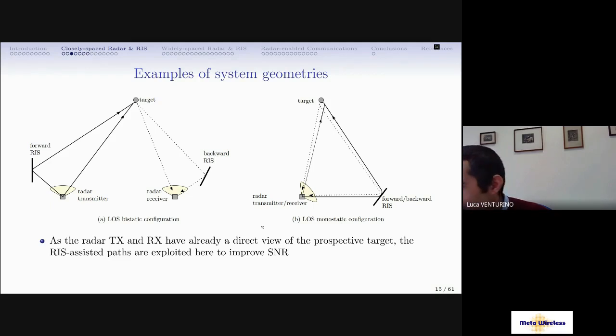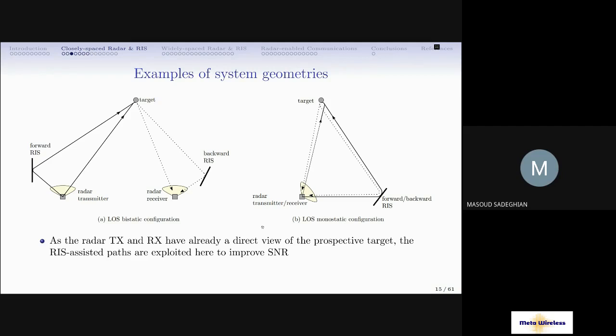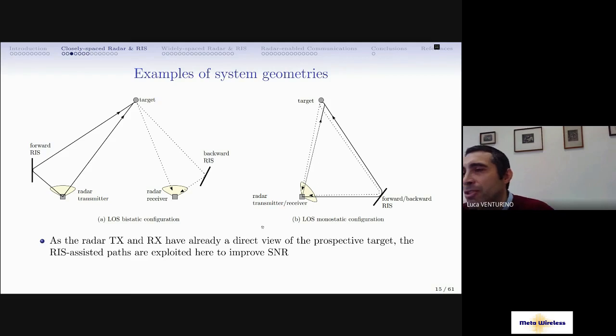The target response is, of course, unknown, because if we knew the target response, it would mean that we know that the target is there and there is no detection problem to be solved. Exactly. So that's a good point. This is one of the major differences between the radar problem and the communication problem. In the radar problem, when we want to solve a detection problem, we don't even know if the target is there. And if the target is there, we don't know its response. So we will get back to this later.